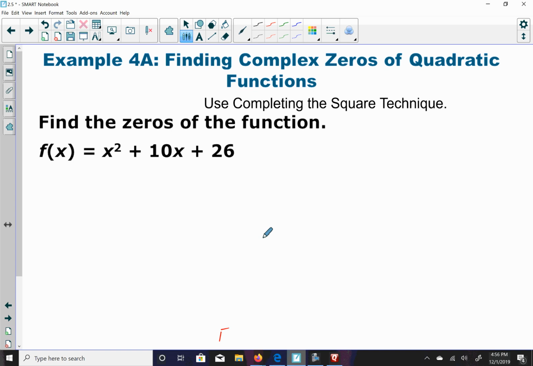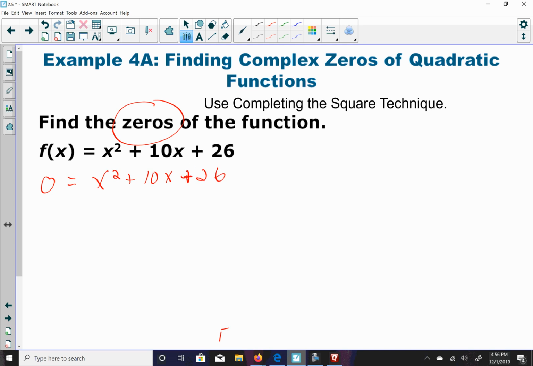Now we're going to find complex zeros of a quadratic function, and it's asking us to use the completing the square technique. So now I have f of x equals x squared plus 10x plus 26. Just to clarify, when I'm finding the zeros, that means I'm going to set this equation equal to 0. So I'm going to say 0 is equal to x squared plus 10x plus 26.